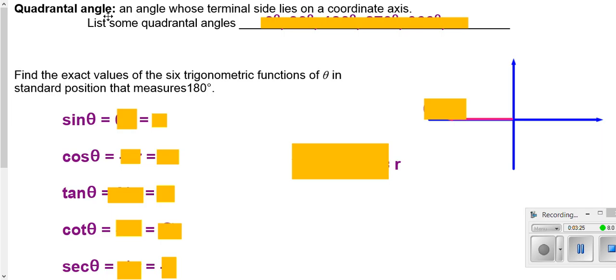Quadrantal angles are those angles whose measures end up being on one of the axes. So here, if you're going straight to the right, that would be 0. Or if you're right here, that would be going straight up. That's a 90-degree angle. If you go halfway around, that's a 180-degree angle. Or if you go all the way down to the bottom, that's 270. Or if you go all the way around, that's 360.